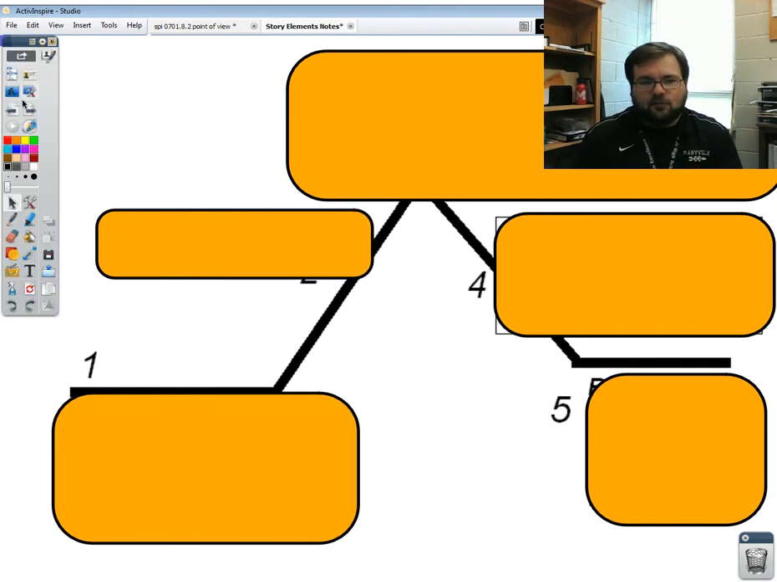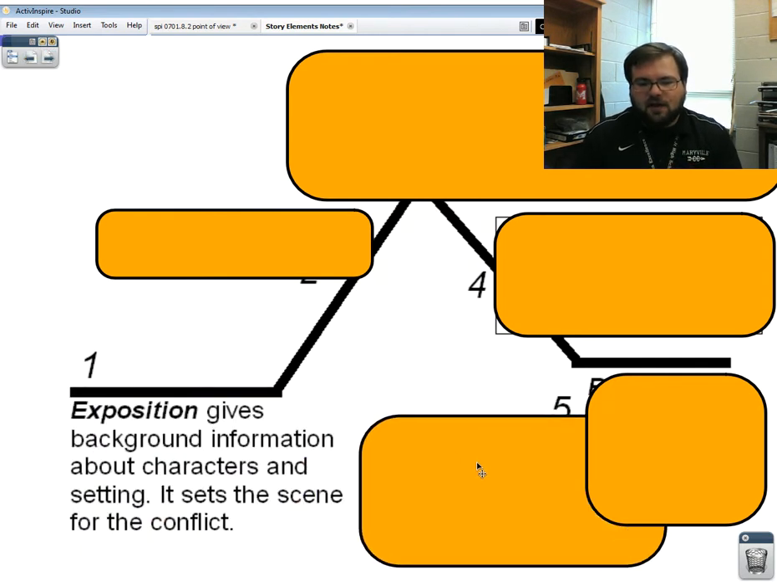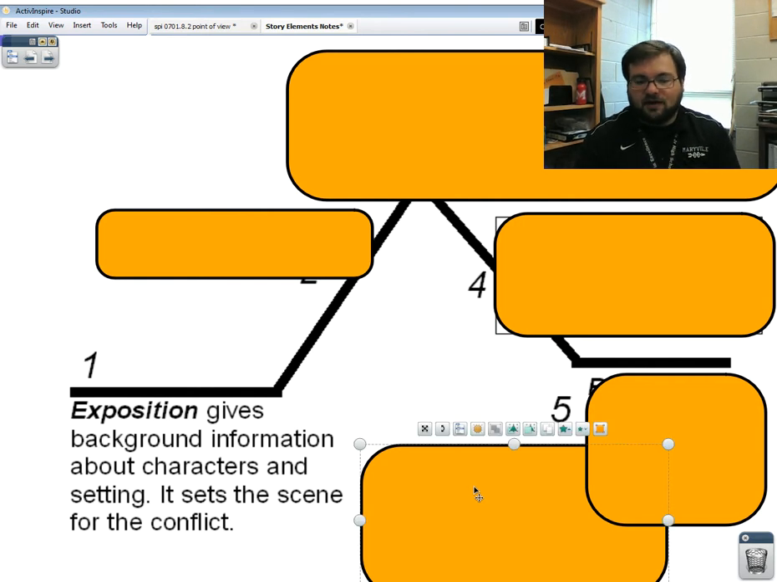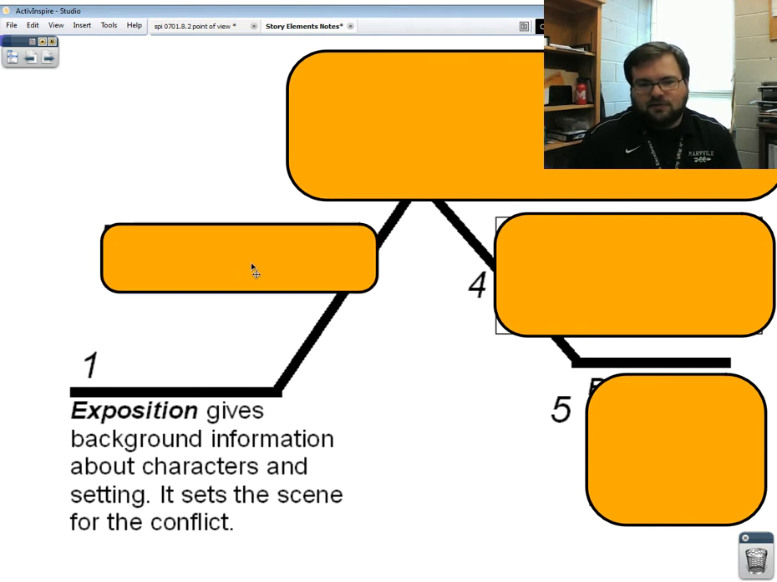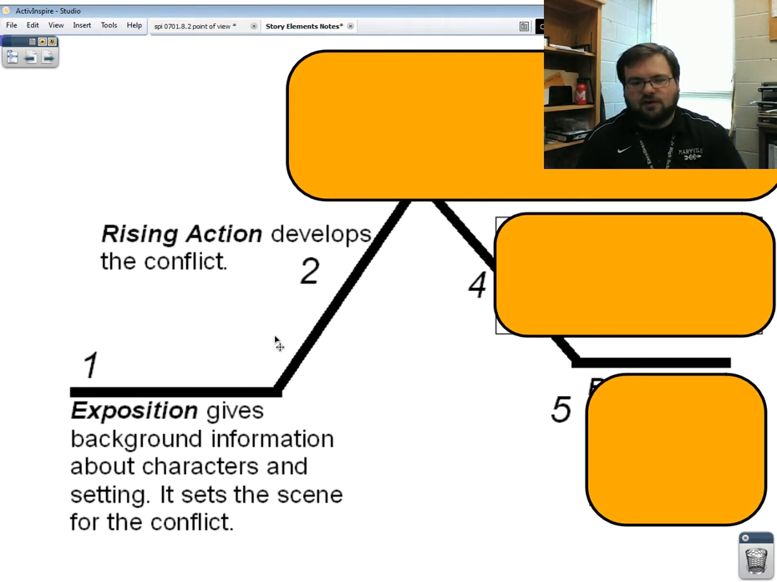And if you remember from the past couple of years, your mountain-shaped pattern starts off with something called the exposition. The exposition is the part that gives you background information about the characters and about the setting and just what's going on in general in your story. Now, as that develops, it moves into what's called the rising action. That's just the part where the story starts moving along. You start finding out what's going on in the story and what the conflict is. You're finding out who is having problems with whom.